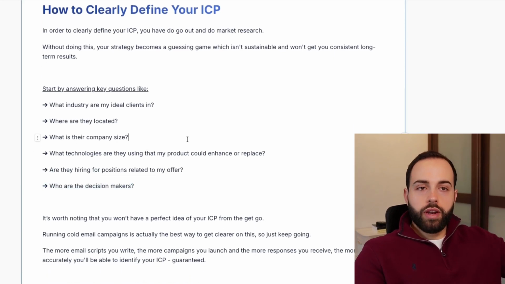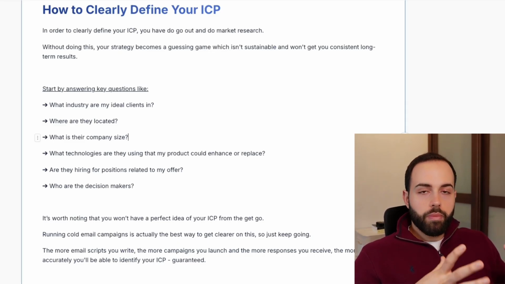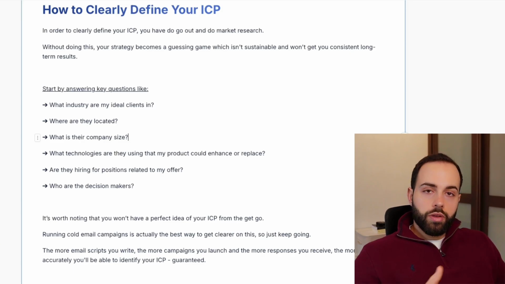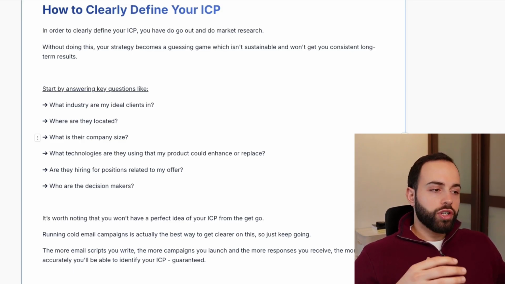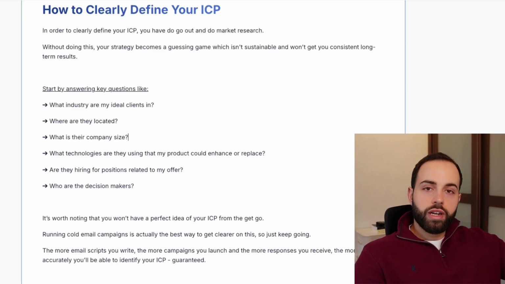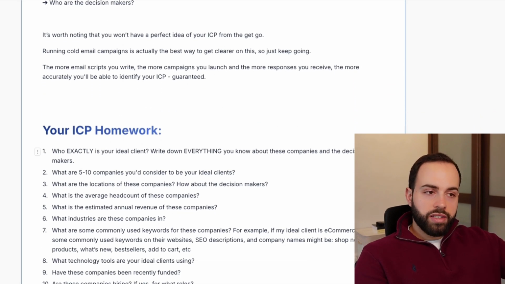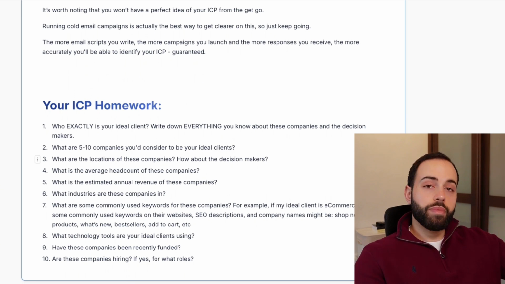Now, it's worth noting that if you're just getting started with cold email, then you might not have a perfect idea of your ICP from the get-go. And running cold email campaigns is actually the best way to get clearer on this. So the more scripts you write, the more campaigns you launch, and the more responses you receive, and the more feedback you get from the market, the more accurately you're going to be able to identify your ICP. So in terms of your ICP, before we move on to the next section, which is going to be even more detailed, this is your ICP homework.